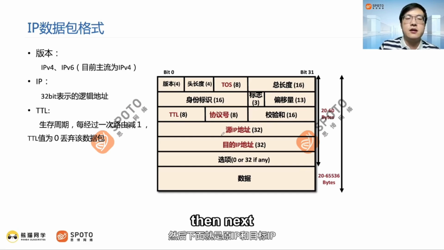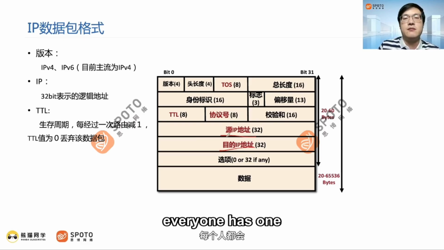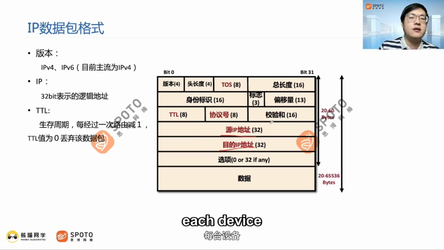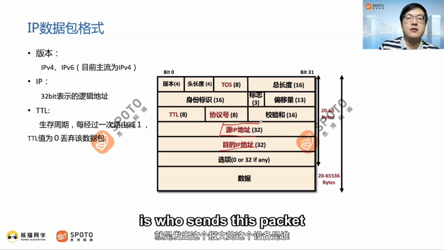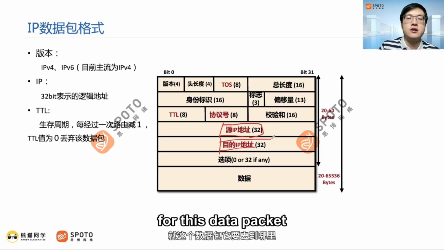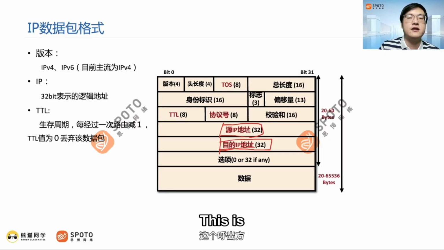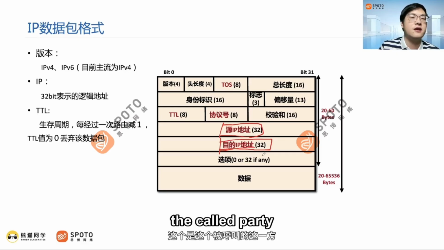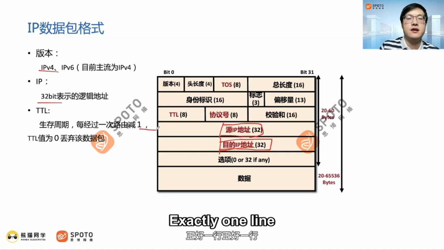Then next, our source IP and destination IP. Just like a phone number, as mentioned before, everyone has one. Each device will be assigned a logical address. The source IP address is who sends this packet. The destination IP address is where this data is going. It's like making a phone call: this is the caller, this is the called party. Just these two IP addresses. For IPv4, the length is exactly 32 bits.